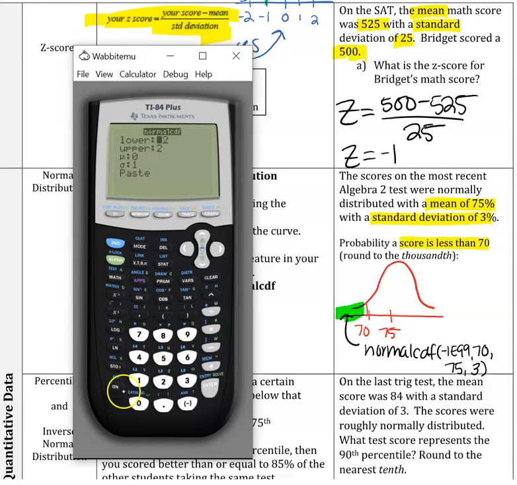So second var is option 2. I'm plugging in -1e, which is at second comma, 99 for negative infinity. Oops, let me throw another 9 up there, although I think that would still work. My upper bound was 70. Mean is, I'm sorry, 75. Standard deviation is 3. Hit enter to get to paste. Notice how that matches the work that I showed, and this is me showing my calculator work. Hit enter, and to the nearest thousandth, we get 0.048.